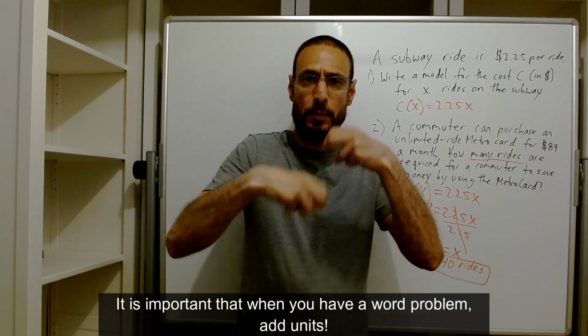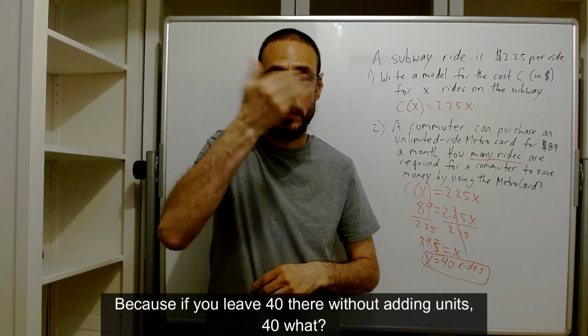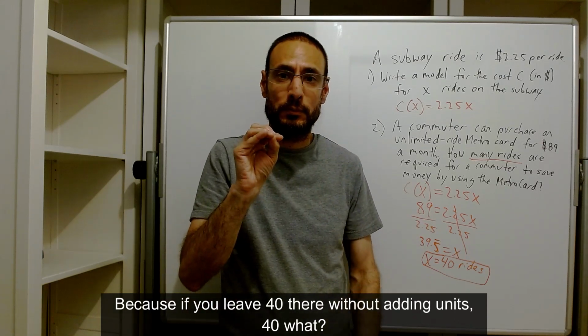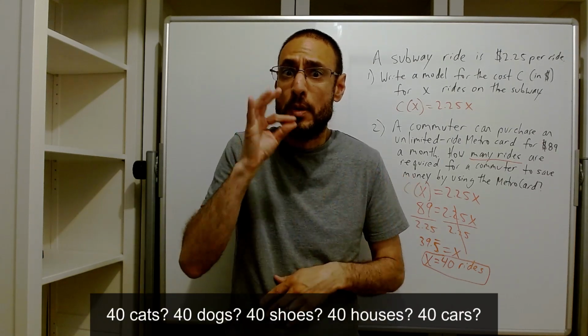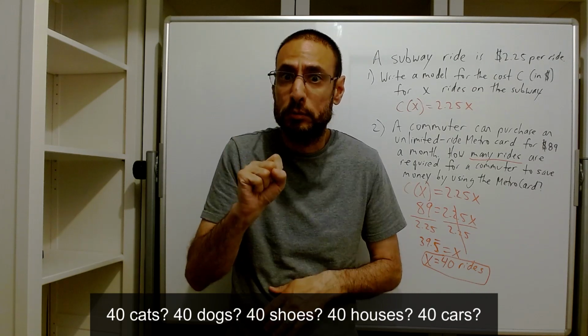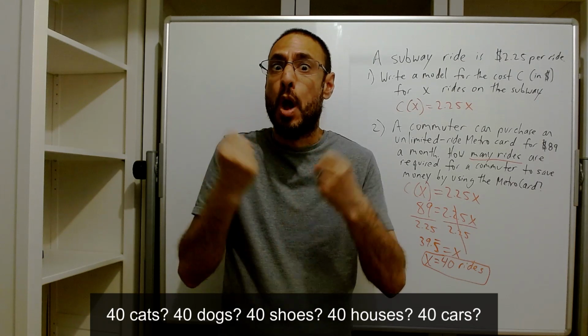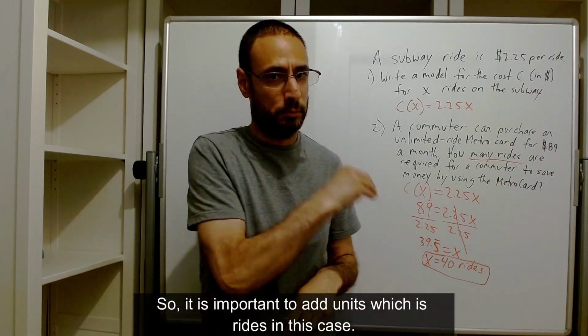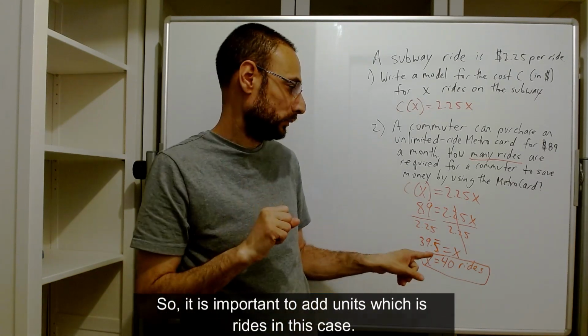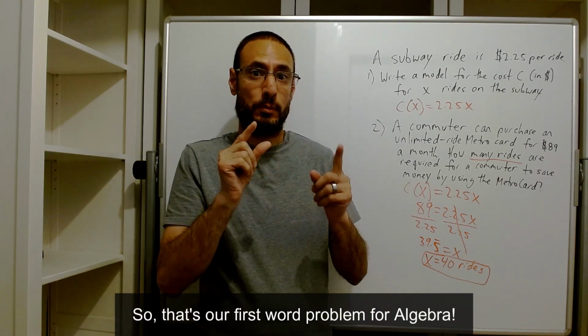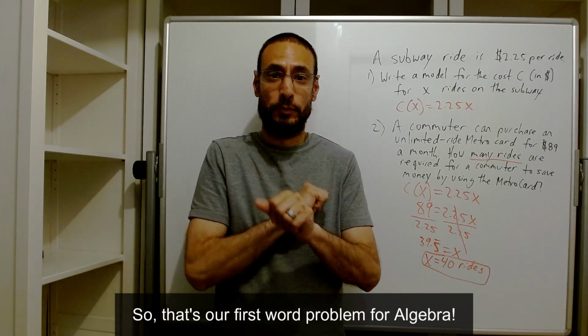It is important that when you have a word problem, add units. Because if you leave 40 there without adding units, 40 what? 40 cats? 40 dogs? 40 shoes? 40 houses? 40 cars? So, it is important to add units, which is rides in this case. So, that's our first word problem for algebra.